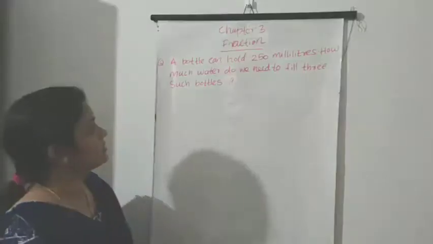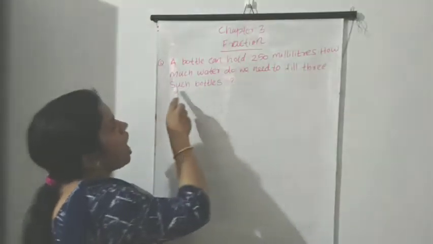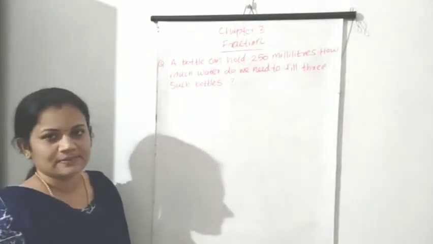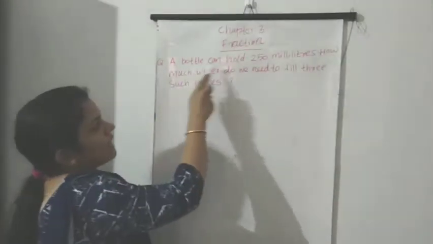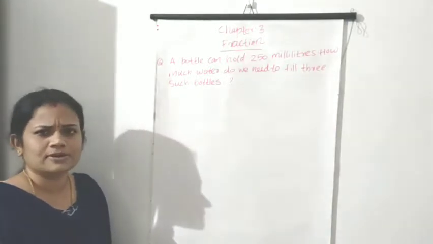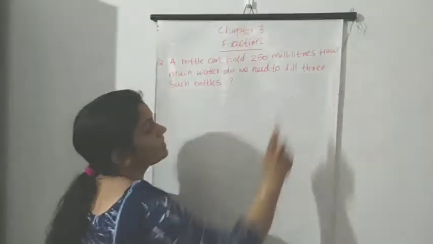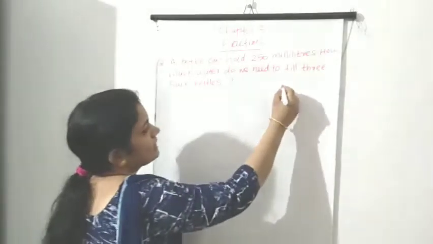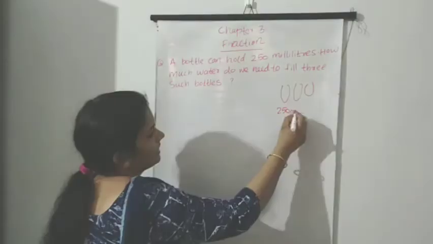Then the first question is, a bottle can hold 250 milliliters. How much water do we need to fill 3 such bottles? Okay, what is this? One bottle can hold 250 milliliters. Do you know that unit, milliliters? So how many bottles are there? 3 bottles are there. One bottle holds 250 milliliter.